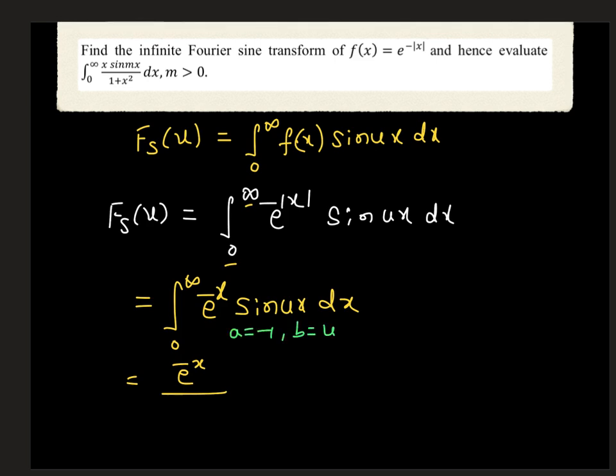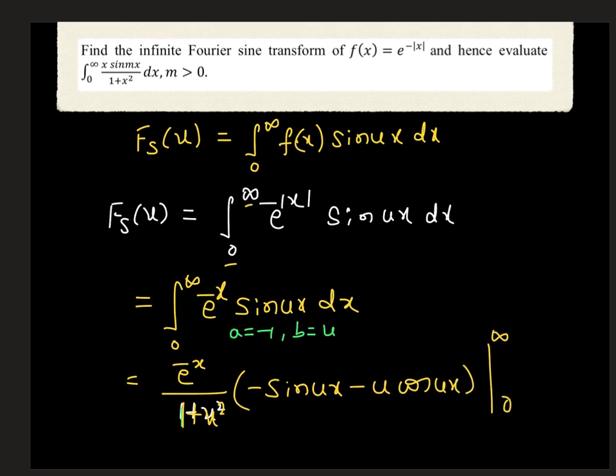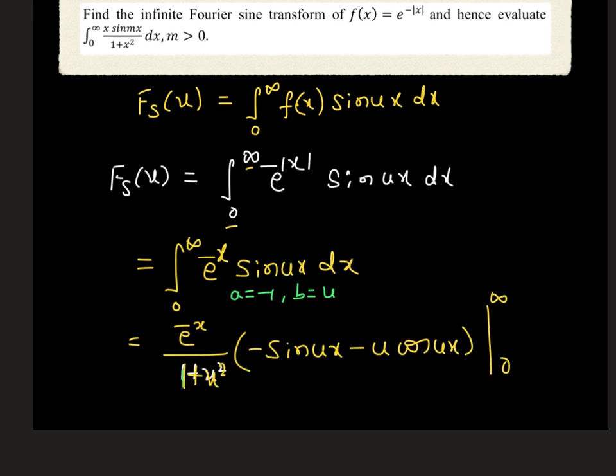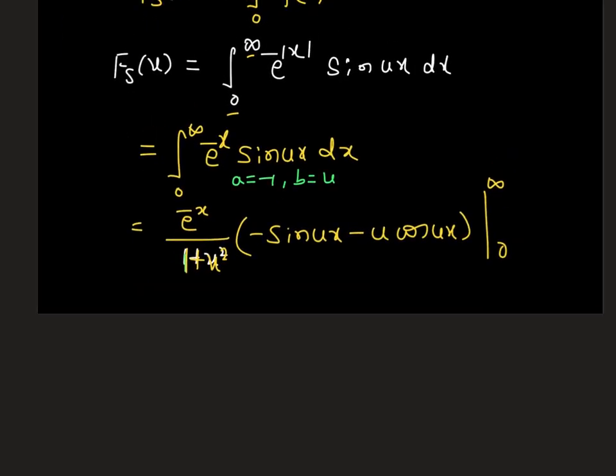So it becomes 1 plus u square in the denominator, and minus a is minus 1 times sin ux, and for the sine term we have minus b, so minus u cos ux. Then apply the limits 0 to infinity. When you apply the upper limit, it is 0 because e power minus infinity is 0.